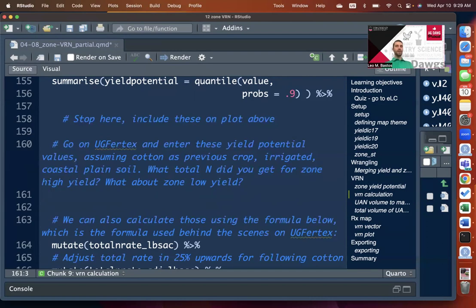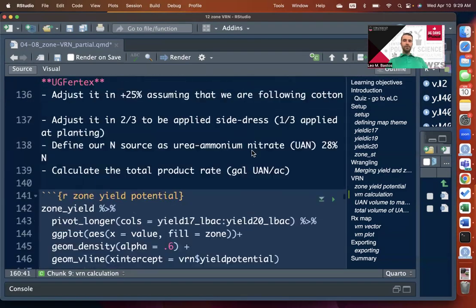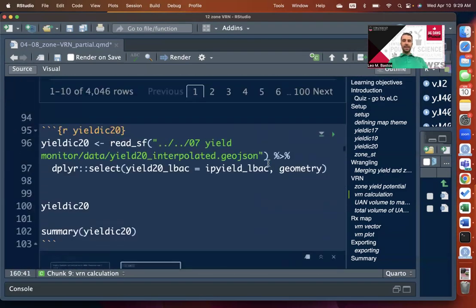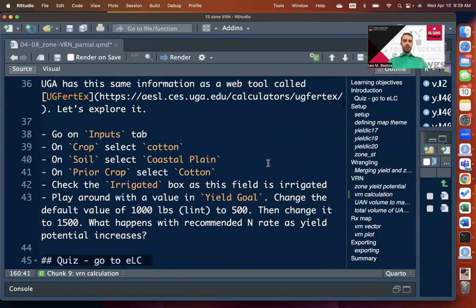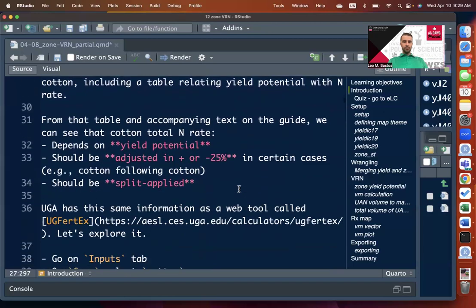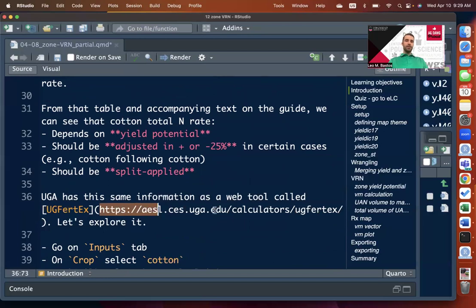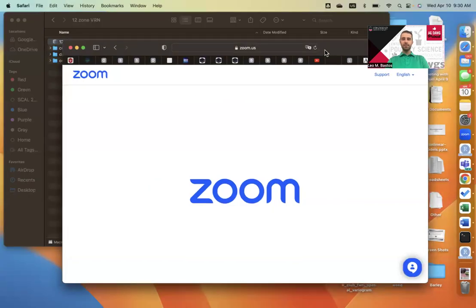What total nitrogen did you get for the high yield zone? And what about for the low yield zone? So let's go ahead and do that. If you go up on the script, I have a link for the website. Right here on around line 36 of the script. You can either copy that or just Google UGA UG FERTEX, you would be able to find it.